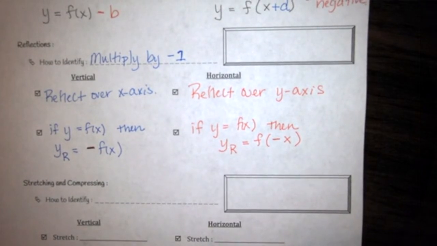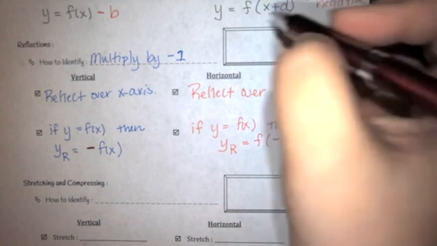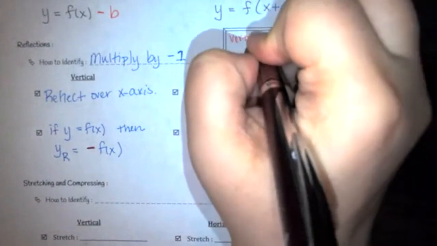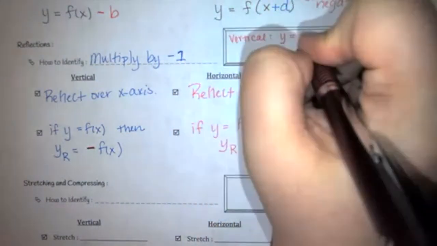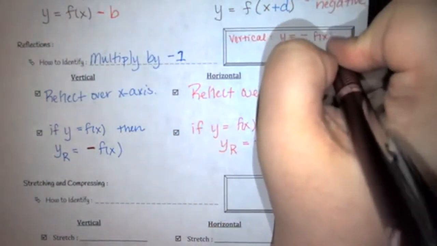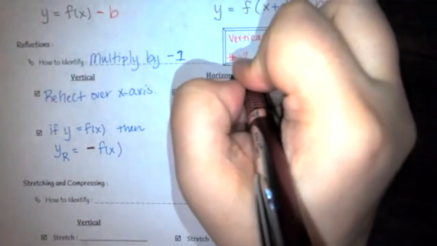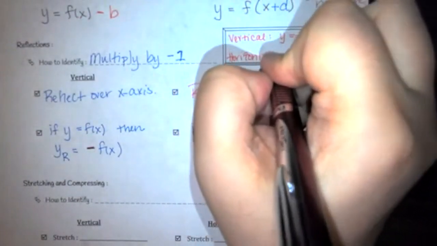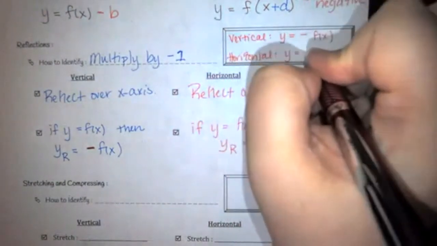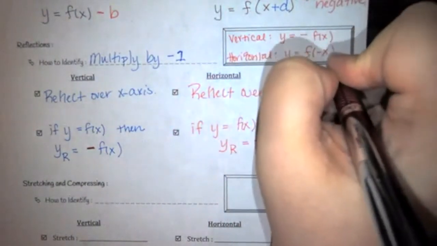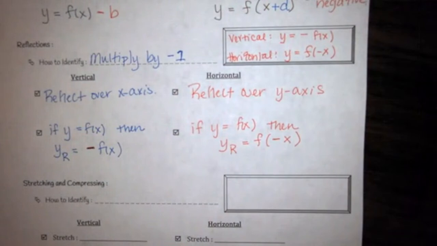So what does this actually mean? Well, again, we have horizontal and vertical. My vertical says y equals negative f of x. It is an outside translation. My horizontal says that y is f of negative x. It's an inside or internal translation.